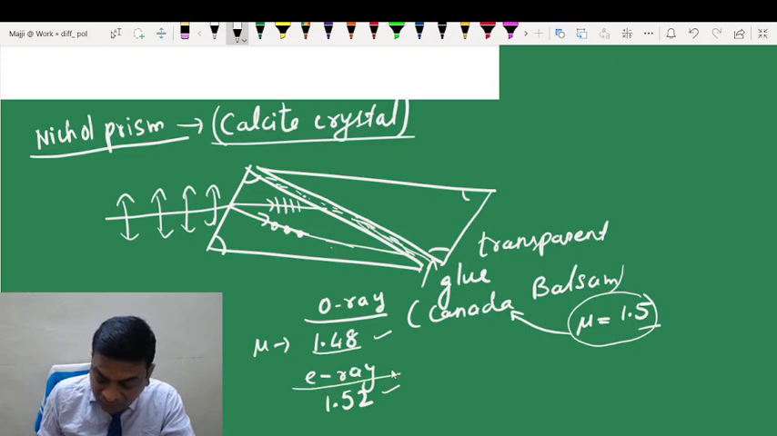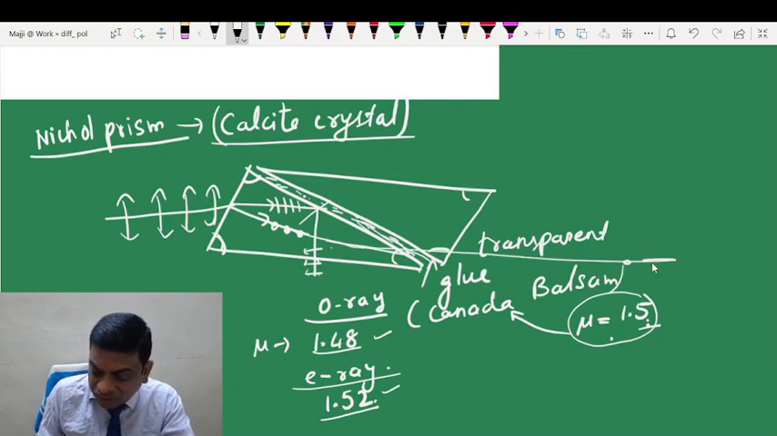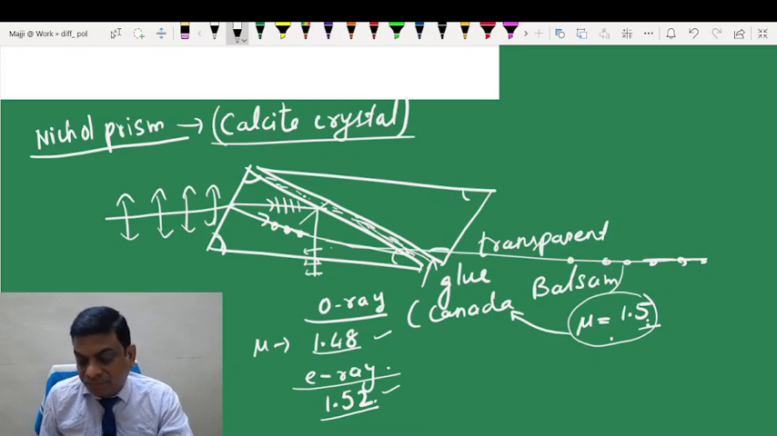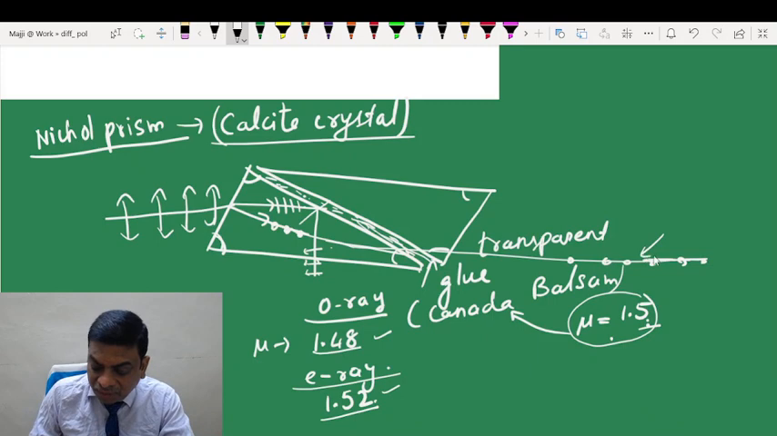Whereas for the extraordinary ray, the refractive index is more than the refractive index of the Canada balsam. So basically light is traveling from denser to rarer medium. Here the angles of the prism are cut in such a way that it undergoes TIR, total internal reflection. So once it undergoes total internal reflection, the one which is coming out is just a plane polarized light, the ordinary ray here.